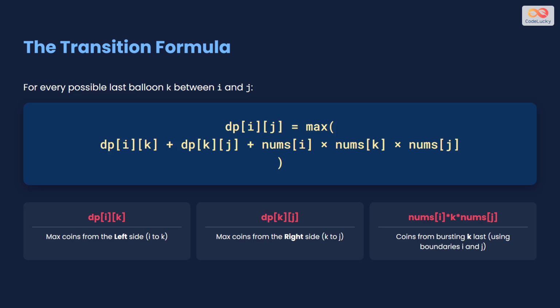Here is the core formula. To find the best value for the range i to j, we iterate through every possible index k between them. We assume k is the last balloon to be burst in this range. The total score is the sum of the max coins from the left part, the max coins from the right part, and the coins obtained from bursting k itself at the very end. We take the maximum over all possible k's.